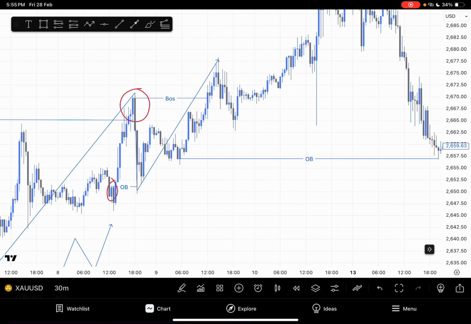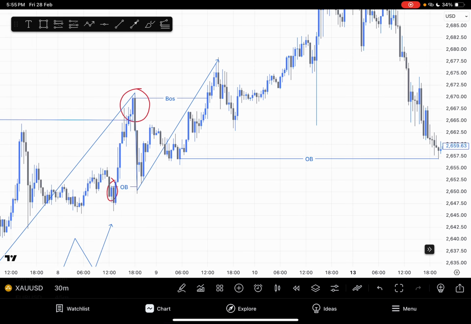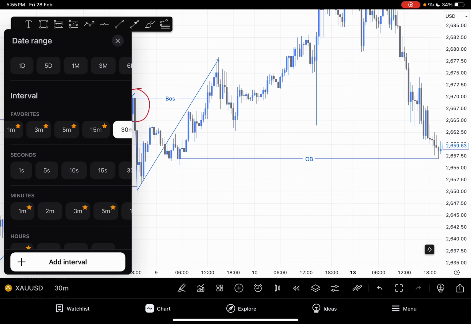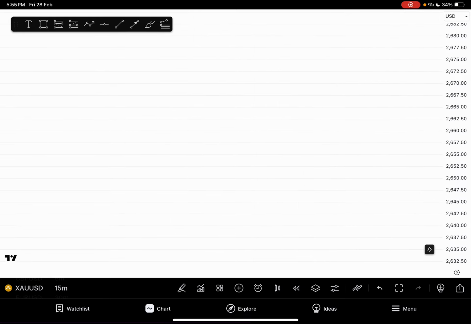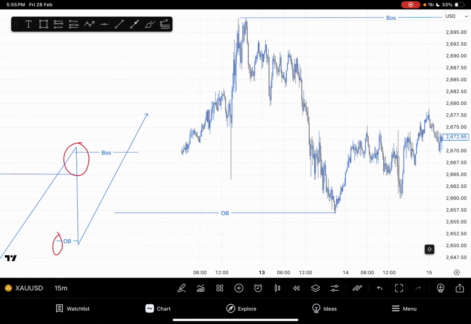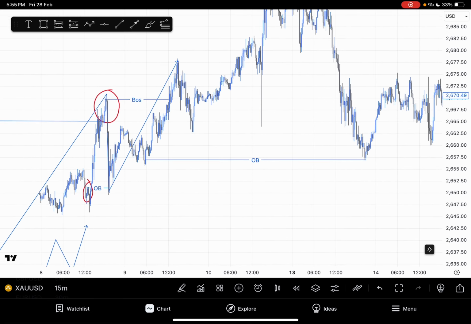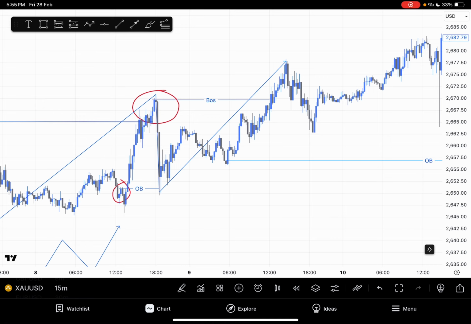You see from this point now, price created the OB there. What should you do next? If you can't spot a valid order block or a valid breaker block, you go down again to a lower time frame. Keep going down to a lower time frame. Okay, you can clearly see the order block here.